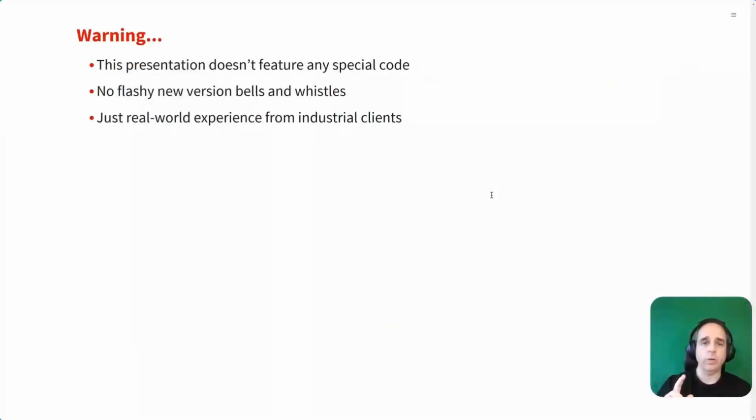A little bit of warning. There are no special features being presented, no flashy new version, bells and whistles. Just real-world experience from an industrial client of Wolfram Research products.